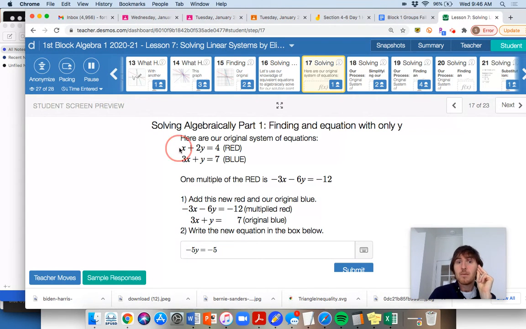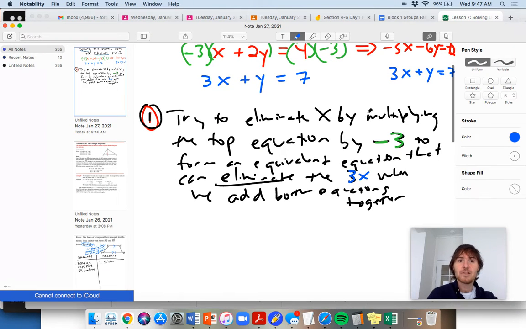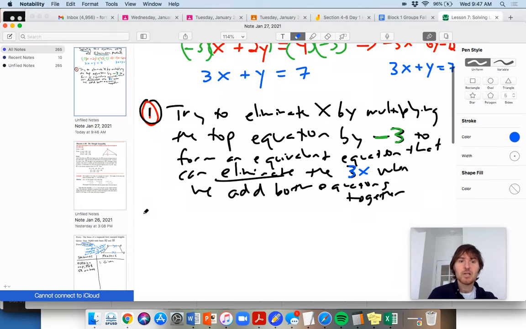Step one, multiply that top equation by -3, which I chose because I wanted to eliminate the 3x in the bottom equation. That gives you a little hint on how to do this. Step two, add those two equivalent equations, the multiplied red to the original blue, and you'll find an equation with only one y, and that's very easy to solve. y is going to have to equal positive 1. Remember, (2, 1) was our solution for this one. It all connects together. So try to eliminate: multiply the top equation by -3 to find an equivalent equation that would eliminate the 3x when we add both equations together.